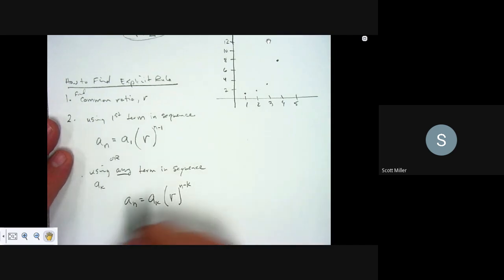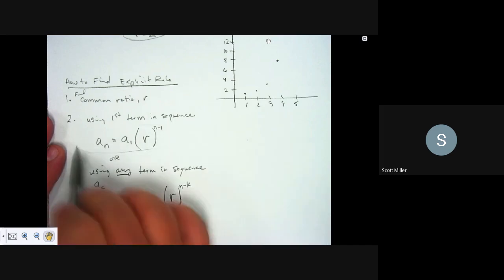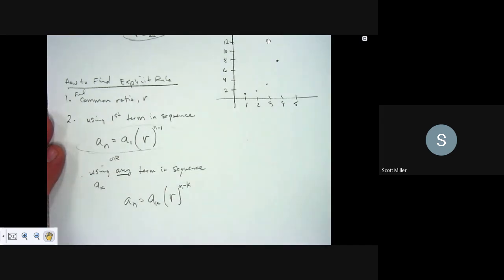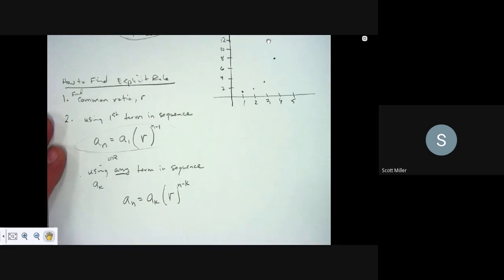So keep that in mind as you do that. This is one of the preferred ones to use. And then this one right here is any one in the sequence. So that's how I would do the explicit rule.